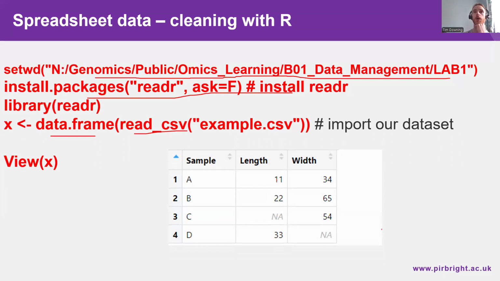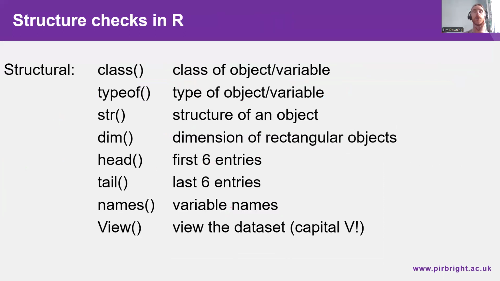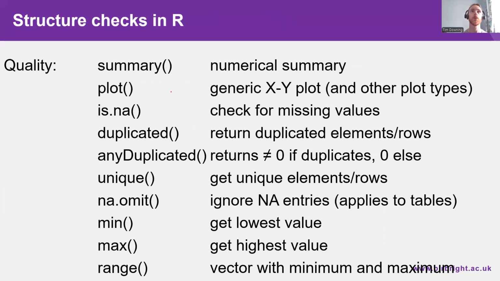We've got 4 samples, some lengths and widths, and you see there's some NAs in there as well, which is typical in normal data. And what would be nice is if you apply these functions to that data set and then your own data set. So you have class, typeof, str, dim, head, tail, names, and View. More handy ones for assessing data quality include summary, plot, is.na, duplicated. So these might apply more to individual vectors: min, max, and range.